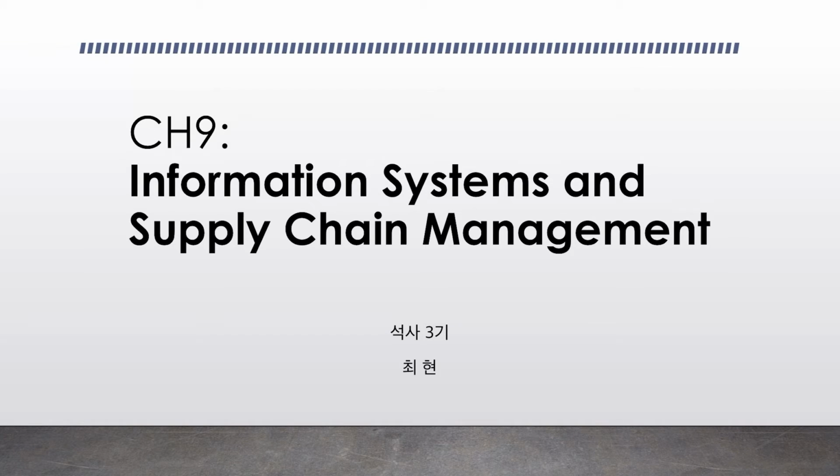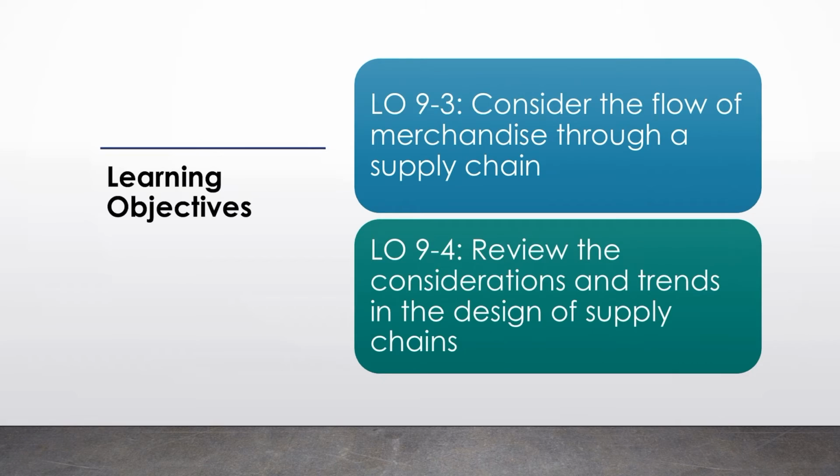I'm going to present Chapter 9, Information Systems and Supply Chain Management. So there are two learning objectives. First one is consider the flow of merchandise through a supply chain, and the next one is review the considerations and trends in the design of supply chain.